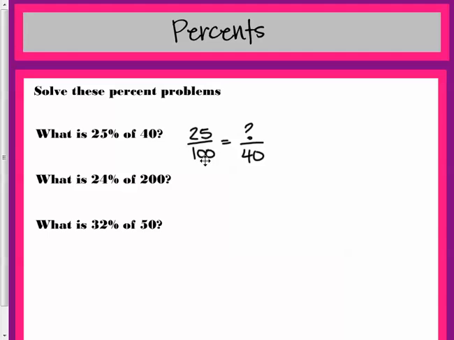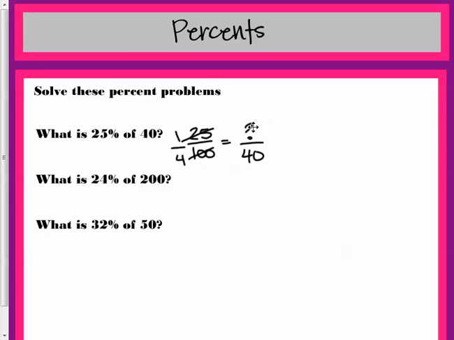So if I had 100 items and I had 25%, I'd have 25. If I have 40 items and I have 25%, what do I have? So 25% out of 100, if I simplify this, how many times does 25 go into 100? 4 times. It goes into itself once. So 25 out of 100 simplified is 1/4.